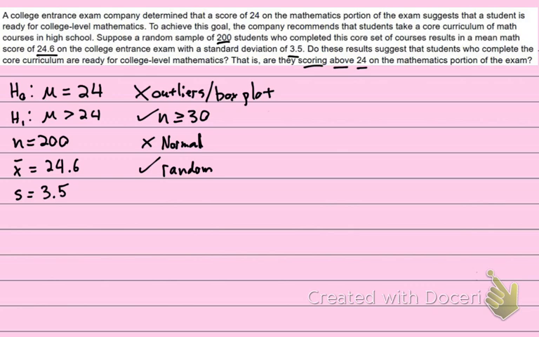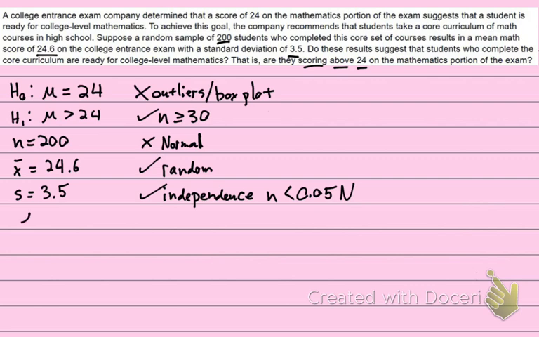And we also are going to assume independence because our sample size is less than 5% of the population. Okay, we can assume that there will be 100,000 or more college students taking the entrance exam, and our measly 200 is certainly going to be less than 5% of that. All right, so let's go and let's find our test statistic.